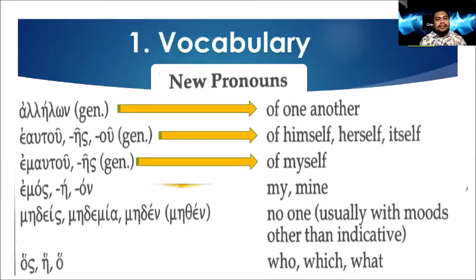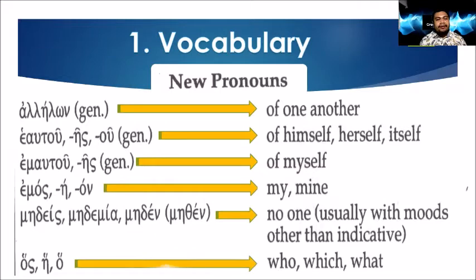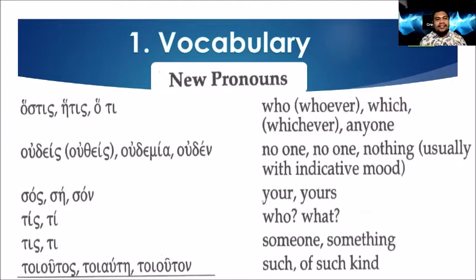We have emos. It is my or mine. We have medeis, medemia, or meden, which means no one, usually with the moods other than indicative. We have hos, he or ho, pronouns like who, which, and that. So we have also hostis, hetis, hoti, meaning who, whoever, which, whichever, or anyone, an indefinite pronoun. We have oudeis, oudemia, ouden, no one, nothing, usually with the indicative mood.